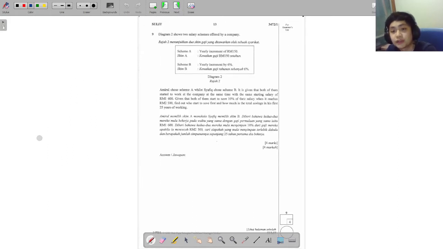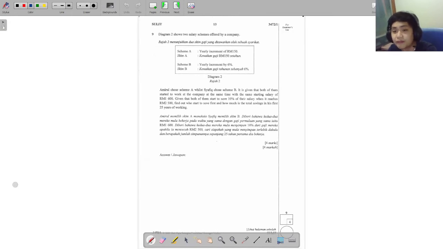So question 9. Diagram 2 shows two salary schemes offered by companies. Scheme A is a yearly increment of 150. Scheme B, yearly increment of 6%. Amirul chose scheme A, Shafiq chose B. Both of them started to work at the company at the same time. Starting salary is 1,006. Both of them start to save 10% of their salary when it reaches 2,500. That's very long.